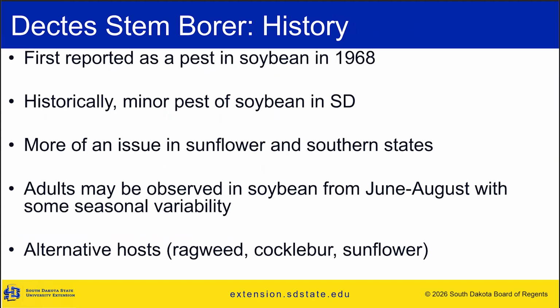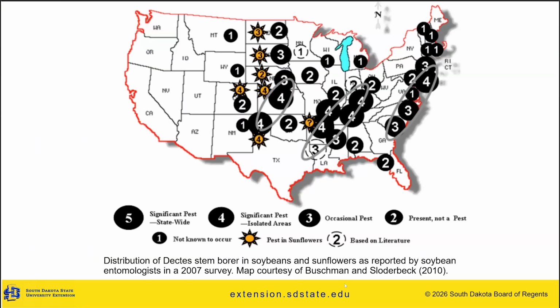Soybean have not always had a history with this pest, and it actually wasn't until the late 1960s that Dectes stem borer were reported as a pest of soybean. In South Dakota, historically, it's been a very minor pest, mostly an issue in sunflower in South Dakota. There are alternative hosts, which include both common and giant ragweed, cocklebur, and wild sunflower. They really love cultivated sunflower, so if you happen to be next to a sunflower field with your soybeans, you probably won't ever have an issue because they're going to go to the sunflower field.